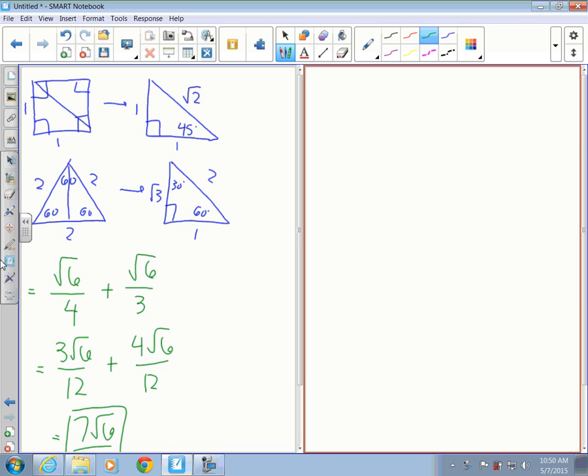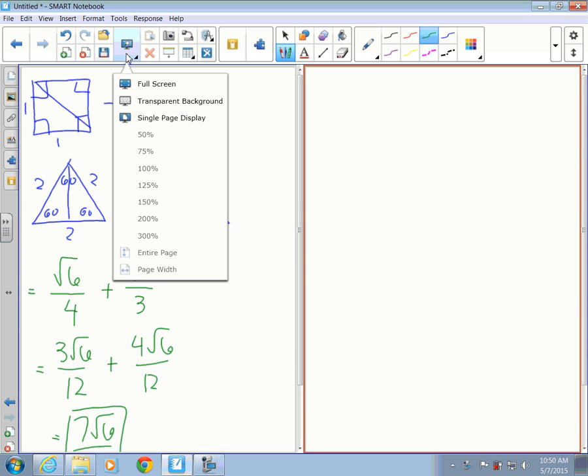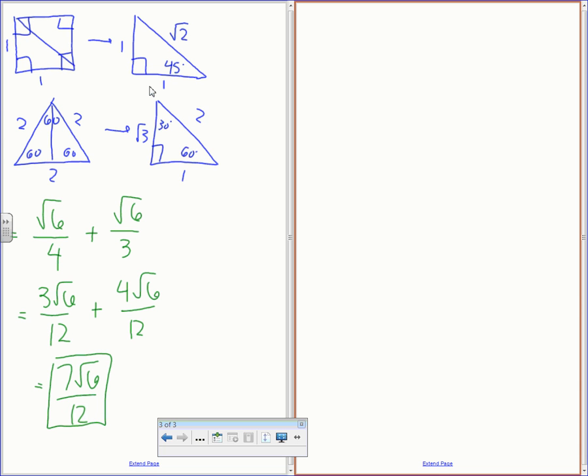Here we go. Today's lesson is called the unit circle. This is very cool.